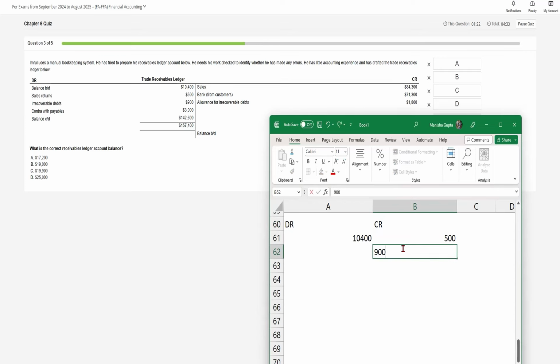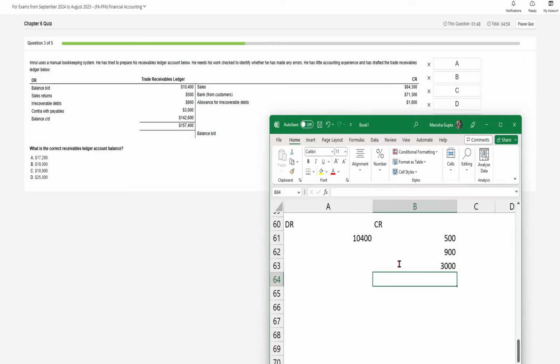So again we need to reduce the receivable balance, and a decrease in receivable means it should be on the credit side. Contra with payable will reduce both the receivable as well as the payable ledger account, and a decrease in the receivable means it should be on the credit side. So 3000 will be again on the credit side. Then we have balance carry forward.